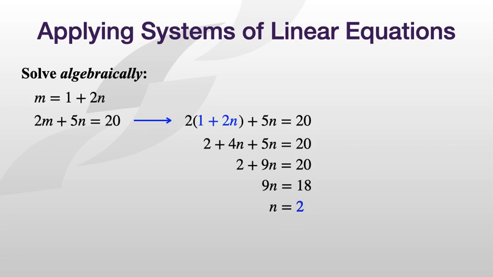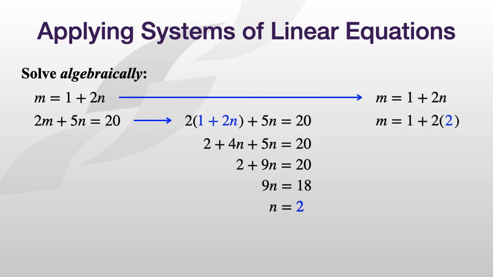We can replace n with 2 in either equation. I'll choose the first. m is 1 plus 2 times 2, or 5. The solution to the system is m equals 5 and n equals 2. We can express a solution to a system of equations as an ordered pair.